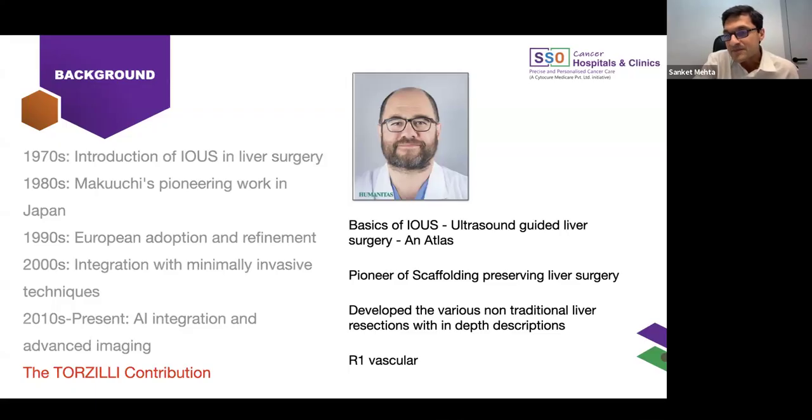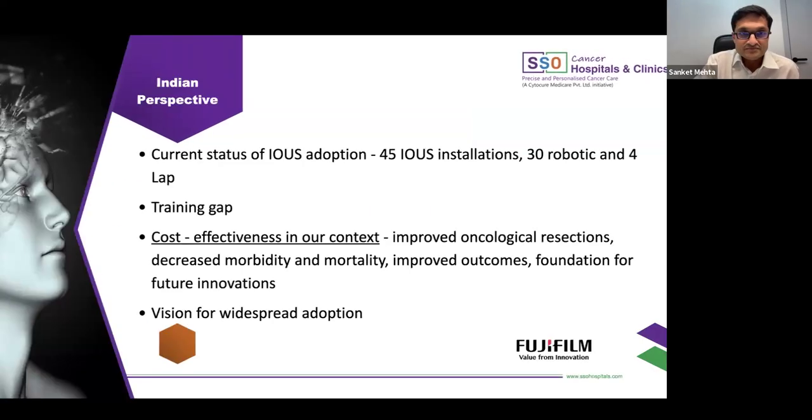Incidentally, if we look at the history, he had trained with Professor Makuuchi in the 90s and early 2000s. He was actually the only non-Japanese person to become a professor in Tokyo University. And he is the pioneer in scaffolding preserving liver surgery, where we preserve the liver structures so that the liver can hypertrophy after the surgery, and developed various non-traditional liver resections with in-depth descriptions which make the surgeries truly replicable. He is also the person who devised ultrasound-guided R1 vascular resections, and we will address each of these topics through this entire series of 5 lectures.